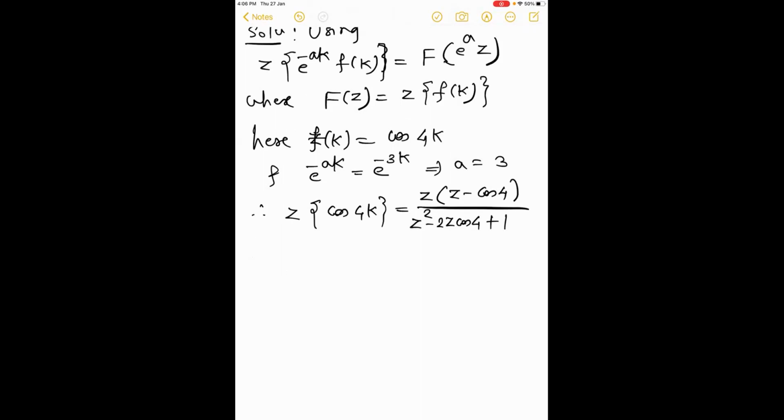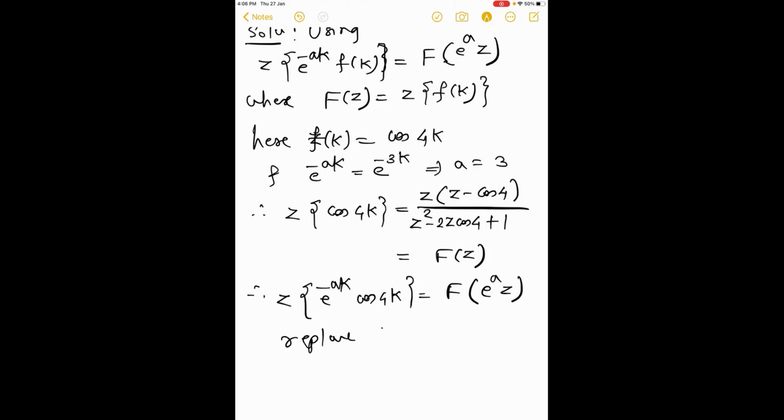So that is the cosine transform we obtain. This is your F of z. Therefore, when cos of 4k is multiplied with e raised to minus ak, in the F of z function you have to replace z with e raised to a into z. That's it. I'll call this as 1.